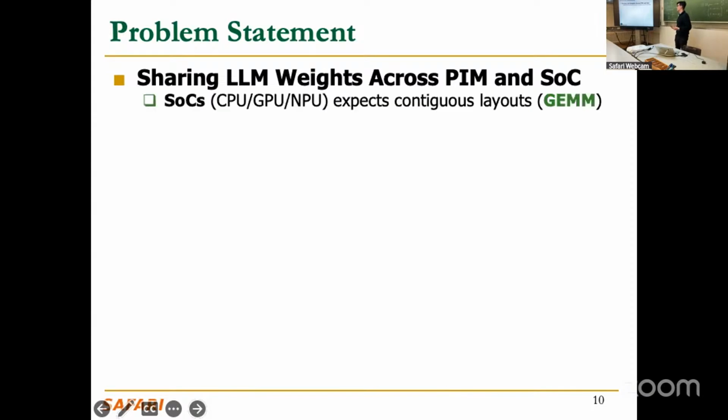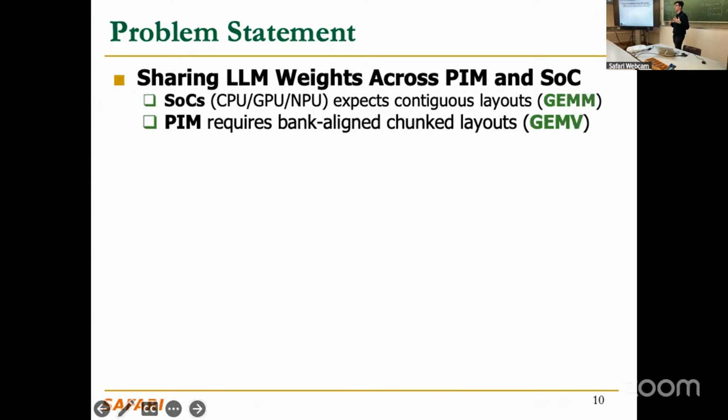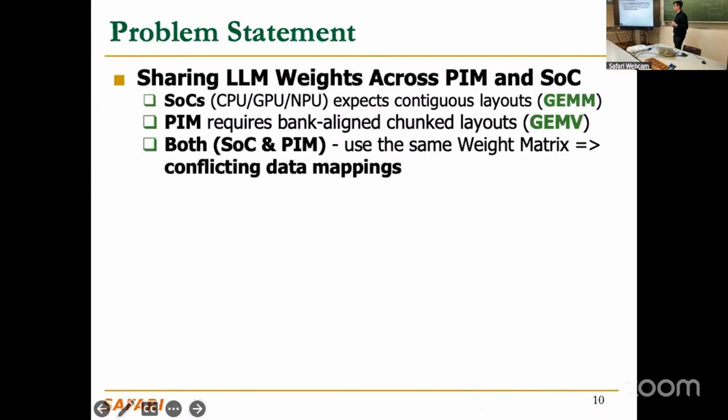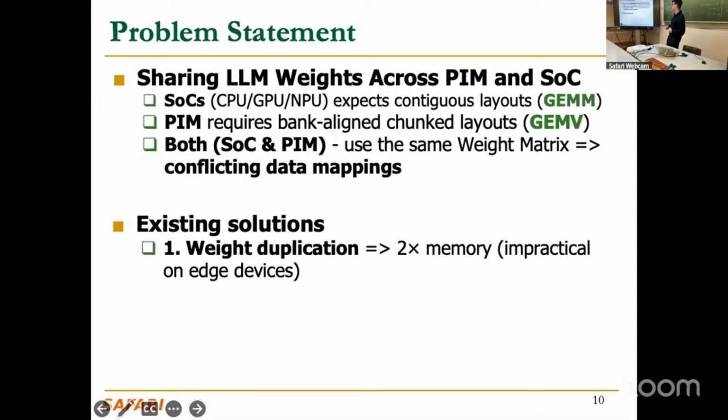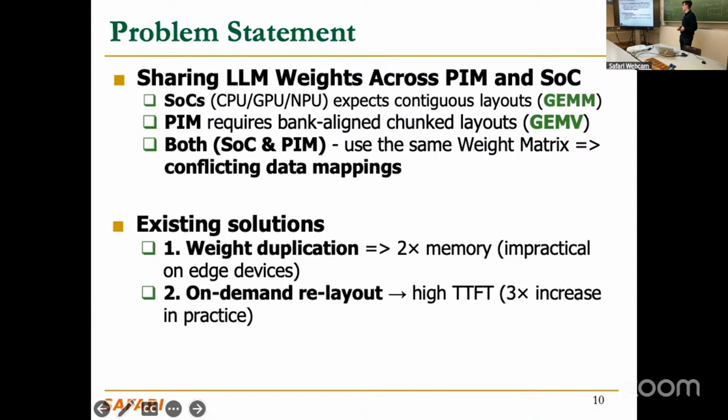They consider this a hard problem because the SoC expects a contiguous layout in order to perform the matrix multiplications, whereas PIM requires a bank-aligned chunked layout to perform the matrix vector multiplications. At the same time, both the SoC and PIM use the same weight matrix, leading to conflicting data mappings. There are already some existing solutions in the field which we are not quite satisfied with. The first one is weight duplication, which automatically leads to 2x memory consumption, and it's impractical, especially on edge devices. The other one is on-demand relayout, which leads to a time to first token increase of 3x in practice.